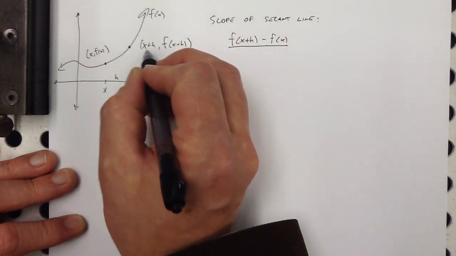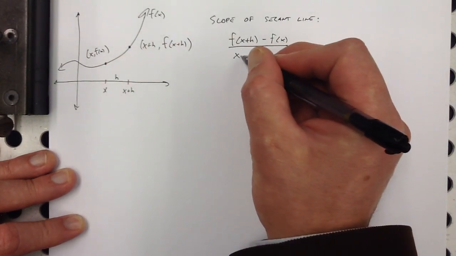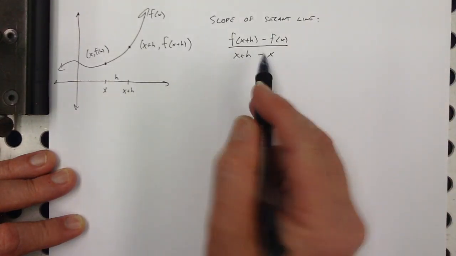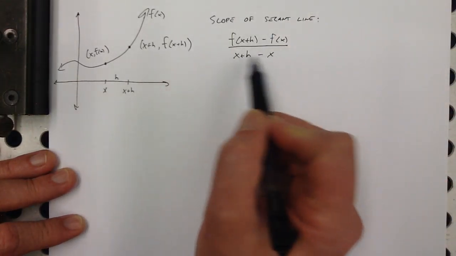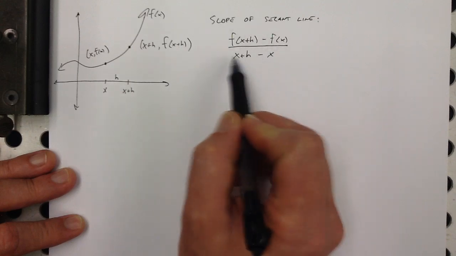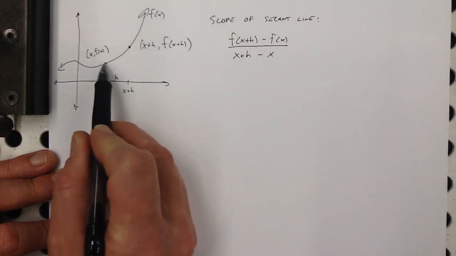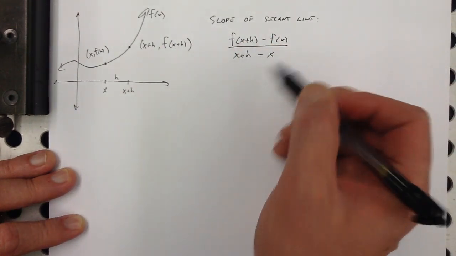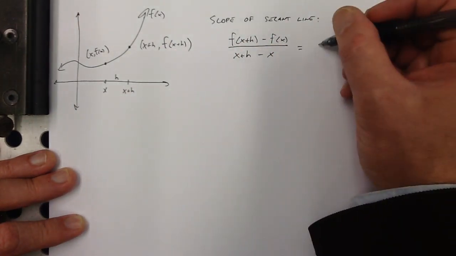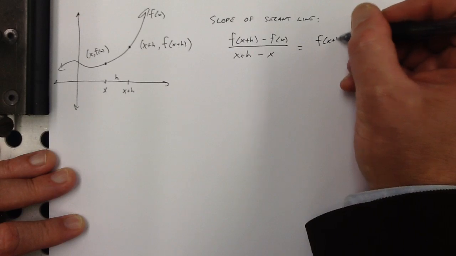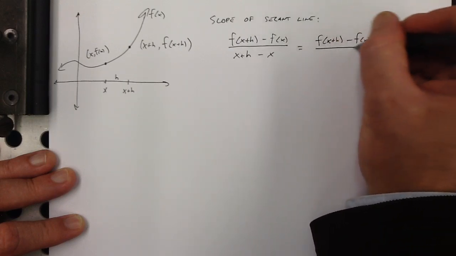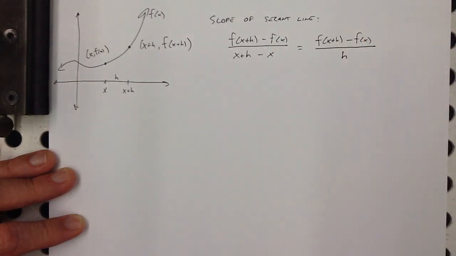Over x2 minus x1. Notice that the x's cancel out. Of course, the run here, if we're thinking about slope, the run is just h, right? That's your run is h, and the rise is the difference between those two. So the x's will cancel out. So a simplified expression for that slope of the secant line would just be that, right? Because the x's cancel out.